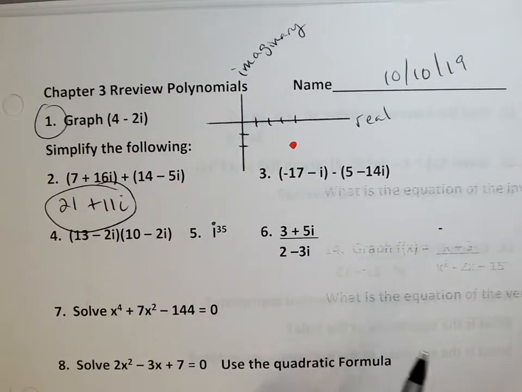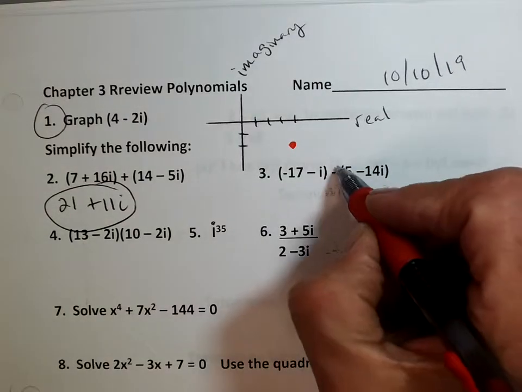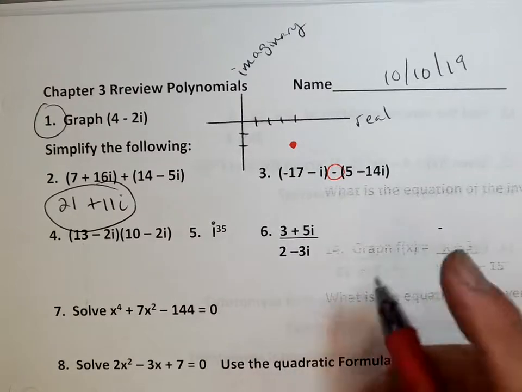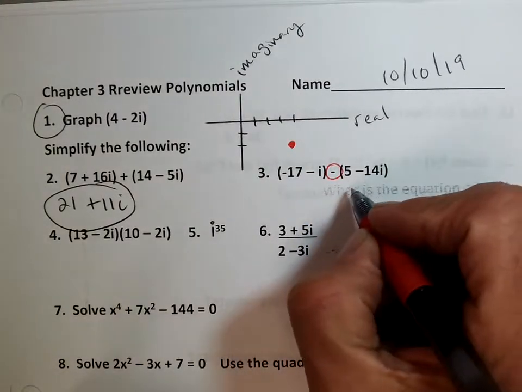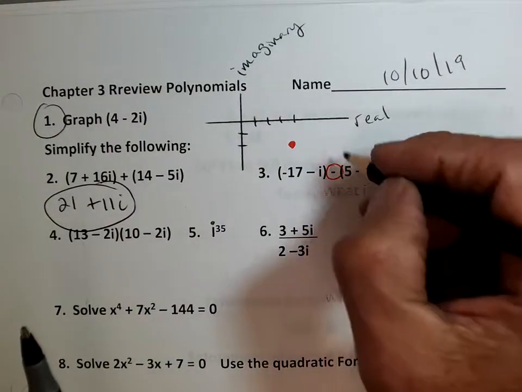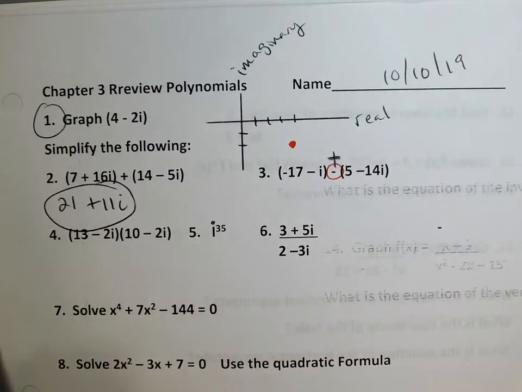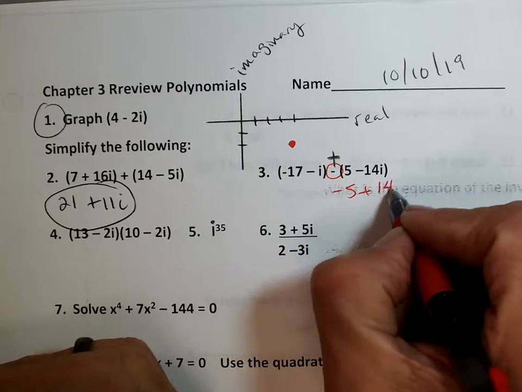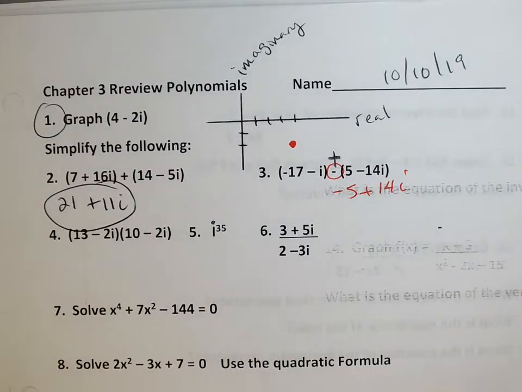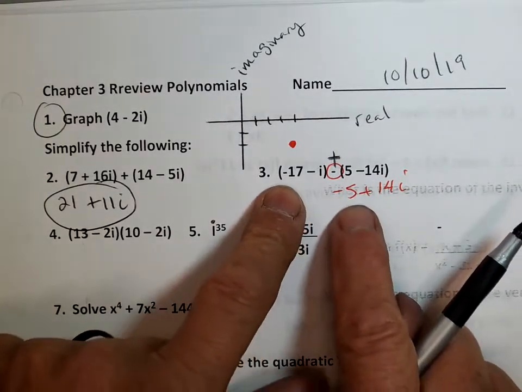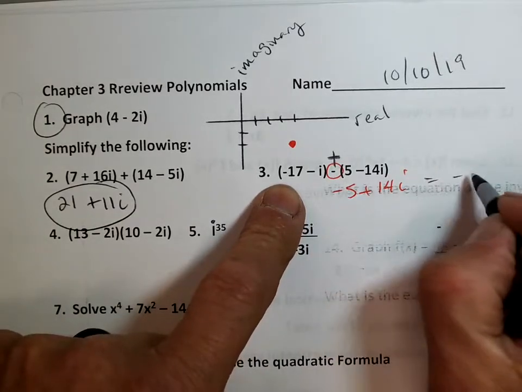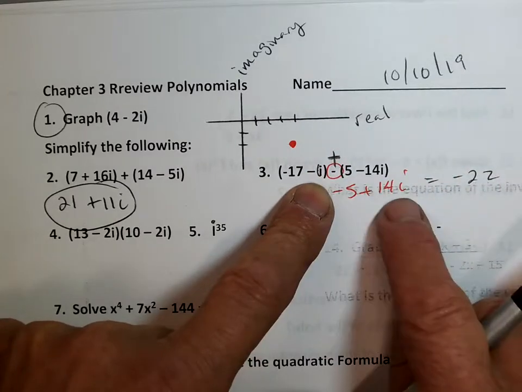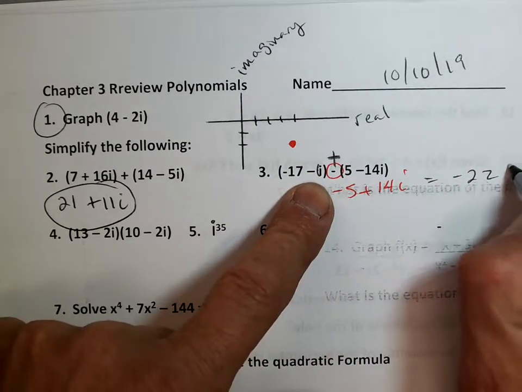Number 3, we just have to remember if we're subtracting. This is my method. You don't have to do my method. For me, I make mistakes all the time. So I bring through the negative. I change it to plus. And when I change it to plus, then I bring through my negative. Makes that a -5 plus a 14i, right? And then I can add reals with reals, -22. And then I end up with a positive 13i.